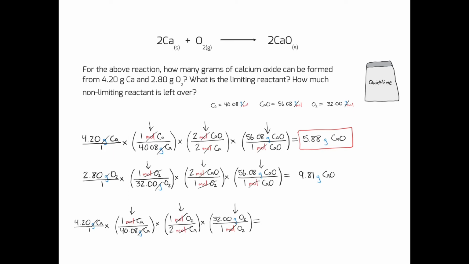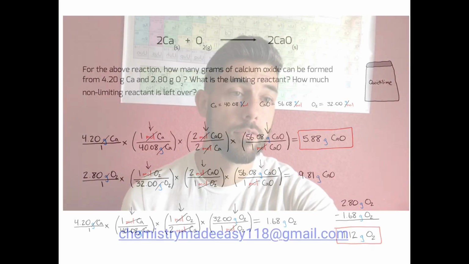Now we calculate and we multiply 4.2 times 1 times 1 times 32, and then divide by 40.08, and then divide by 2. And what we get is 1.68 grams of O2. So this is how much O2 got used up during the reaction, which means that we need to subtract this from 2.80 to find out how much O2 is left over. So we subtract 1.68 from 2.80, and find that we have 1.12 grams of O2 left over.